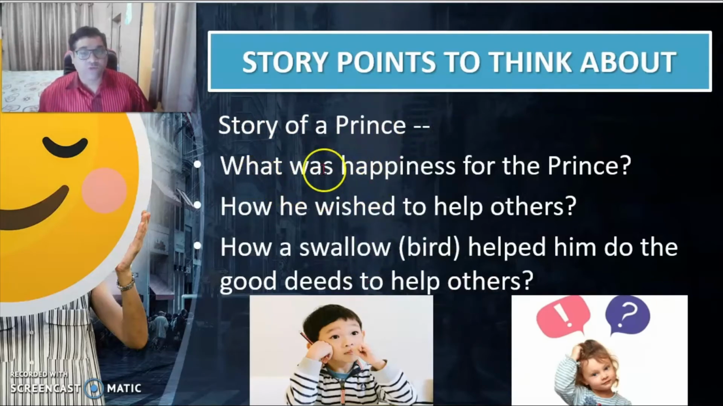First is, what was happiness for the prince? Then, how did he wish to help others?